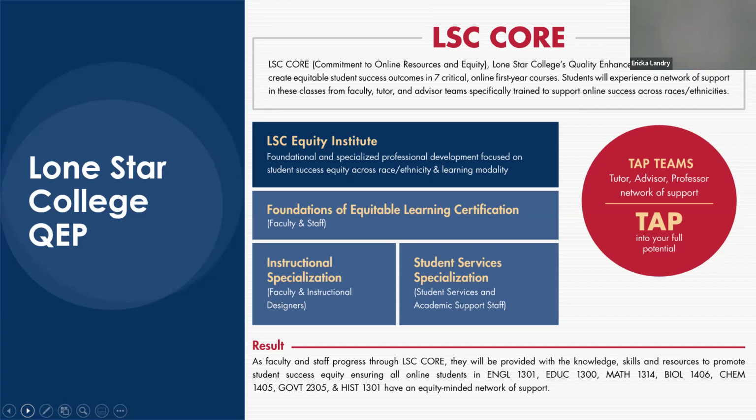The 7 courses listed on the graphic represent high enrollment, gateway, and first-year courses across various disciplines which were identified as having concerning success disparities.